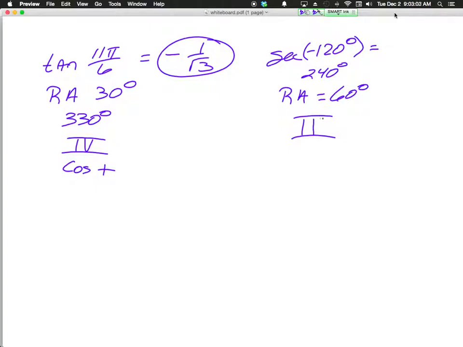3. What do I look at to get my quadrant? The original. I look at the original, or I look at the coterminal. Those two will tell me the quadrant. Both of those put me in quadrant 3. What's my letter for quadrant 3? T is my letter, which means tangent's positive. So what does that tell me about secant? Secant has to be negative.